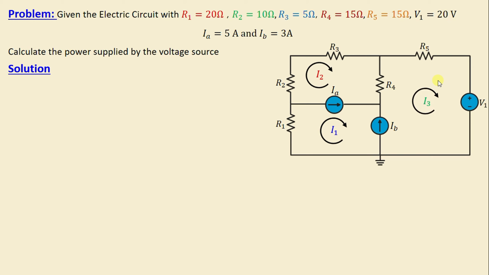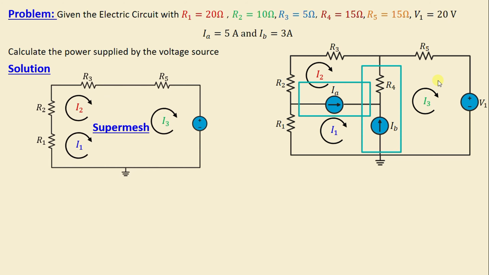We can see here that the mesh currents are chosen in the clockwise direction. After we finish the assignment of the mesh currents, we need to remove the 2 branches that contain the current sources IA and IB. Then we obtain our supermesh. We currently have our supermesh. We need to apply Kirchhoff's voltage law in the supermesh.